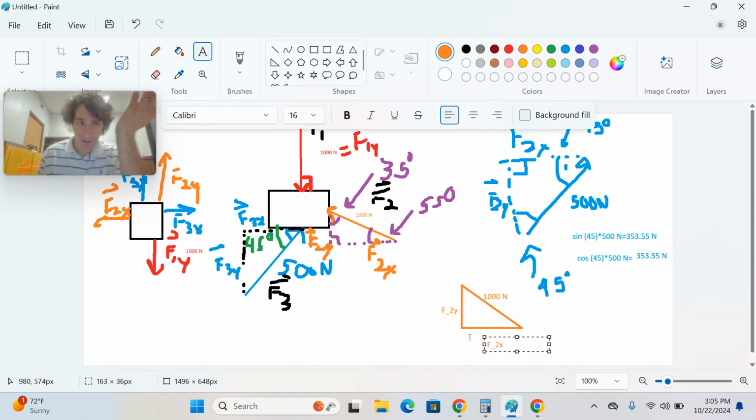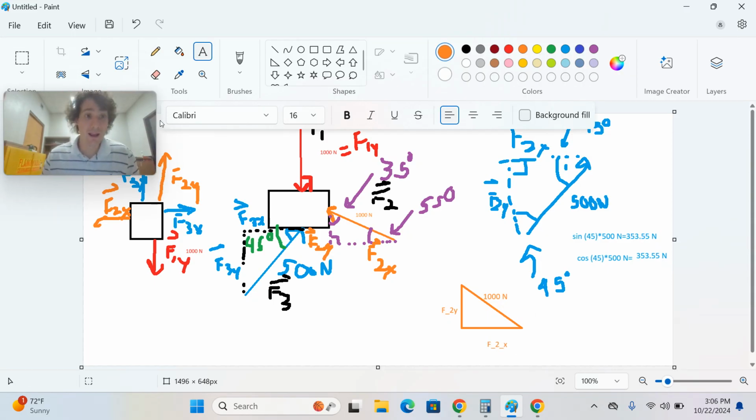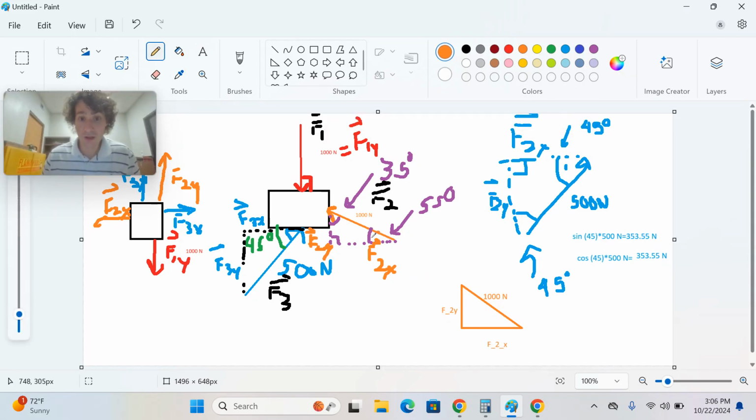Again, this is notation. It's how I write things. I usually do the underscore to make it F2X, but again, it's not the end of the world. And my angle, we're looking here relative to the y-axis of 35 degrees. And then this angle here would be, I suppose I should use this symbol for angle. And this would be 55.